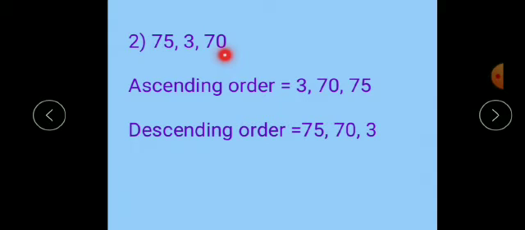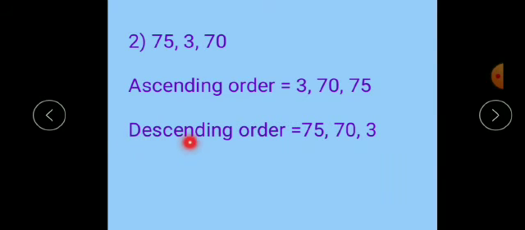Compare the tens place first. In both the numbers, the digit in the tens place is 7. Now we will compare the units place. Here is 5 and here is 0. This 0 is smaller, which means the number 70 is the smaller number. So after 3 we write 70 and at last we write the number 75. So ascending order is 3, 70, 75.